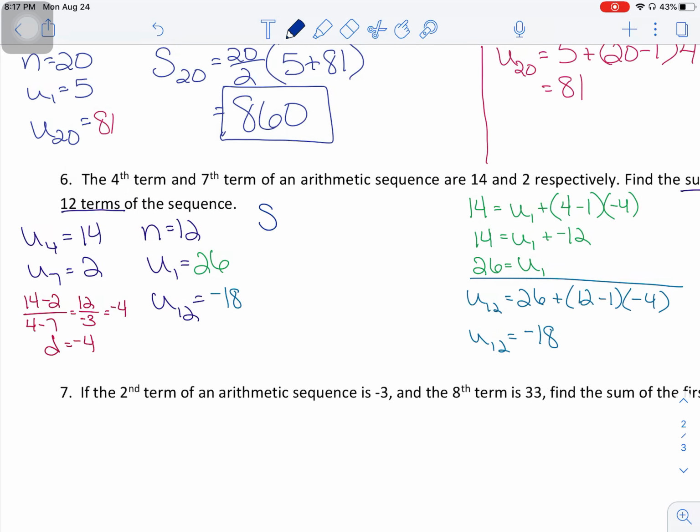So the sum of the first 12 terms is equal to 12 over 2 times your first term, 26, plus your last term, negative 18. Into a calculator it goes. 26 plus negative 18. Don't put a double negative in there. All right, so I'm getting 48 here.